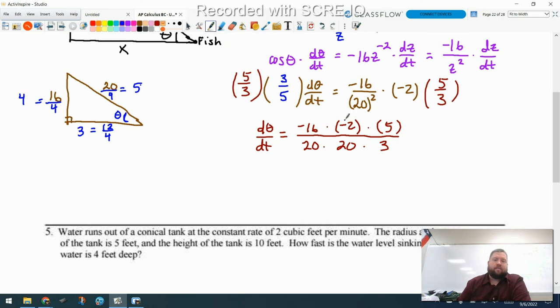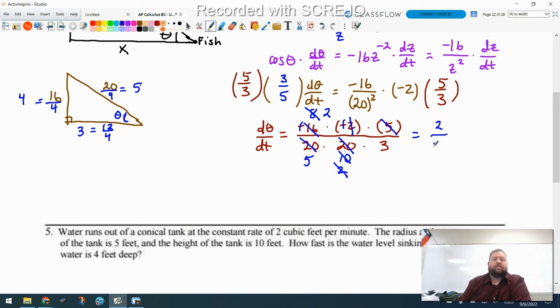So like I can cancel out my negative with my negative. I can cancel out 2 with 20 and get 10. I can cancel out 5 with 10 and get 2. I can cancel out 2 with 16 and get 8. I can cancel out 8 with 20, both divisible by 4. So that would be a 2 right there and a 5 right here. Okay, and so that's all going to simplify to 2 over 5 times 3.